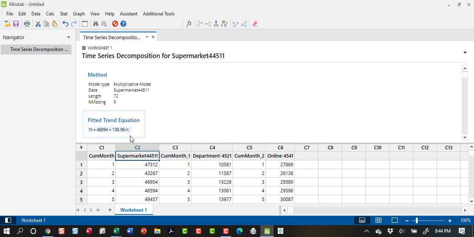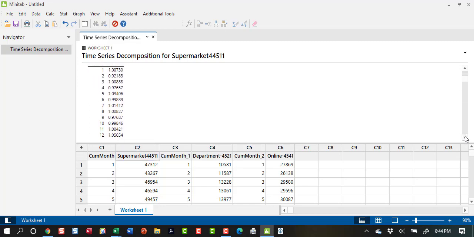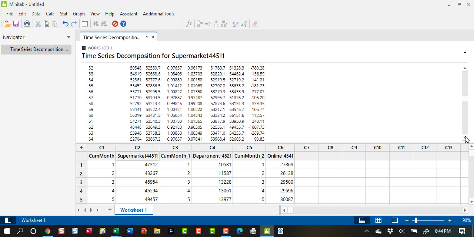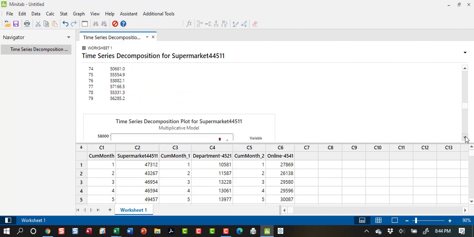Here's the fitted trend equation. Retail sales show an average monthly increase of $108.96 million. Here are the indices. December is 5% higher than normal. It was able to fit a curve to the past data, and there was a mean absolute percentage error of only 1%. We'll have a look at the graph and you'll see hardly a difference. That's what I want. Those are the forecasts.